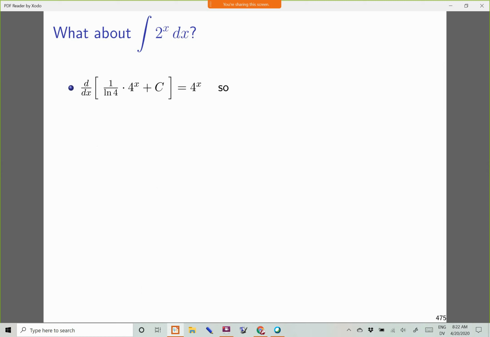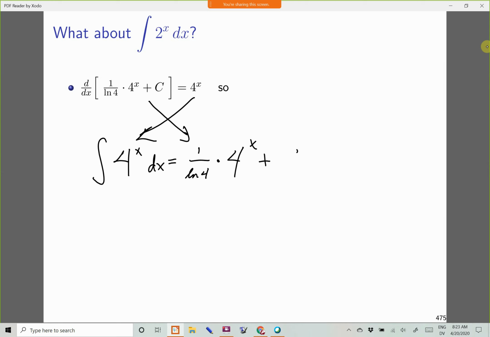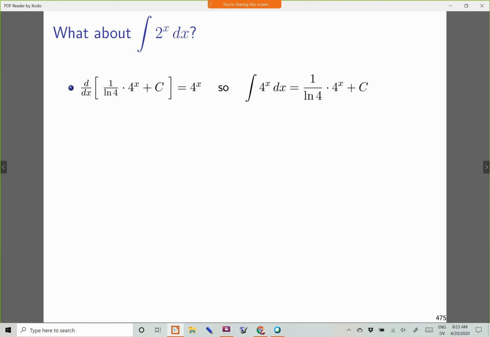We took the derivative of 1 over ln of 4 times the function 4 to the x, plus a fixed number called c, and you end up with 4 to the x. So if you swap these two around, you end up with the integral of 4 to the x dx equals what's in the square brackets, 1 over ln of 4 times 4 to the x plus c. If you swap the things on the two sides, instead of derivative notation we now need antiderivative notation. That is what is written just to the right of this, so let me reveal that.